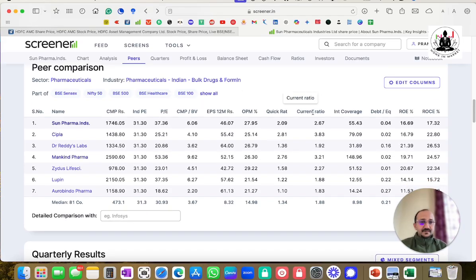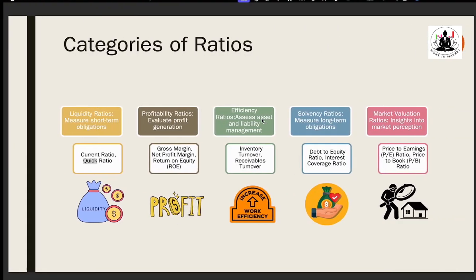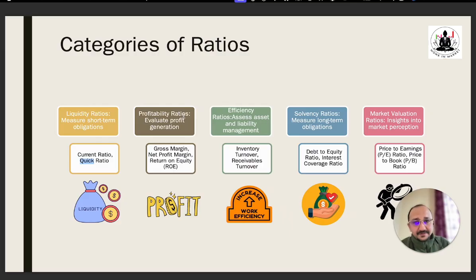Now, we just touched on current ratio. This is current ratio, and this is quick ratio. So there are multiple types of ratios, guys. Next was profitability ratio. It will evaluate the profit of a company, how much profit a company can generate. The best examples are return on equity, net profit margin, and gross margin. This is something we are going to discuss, right?